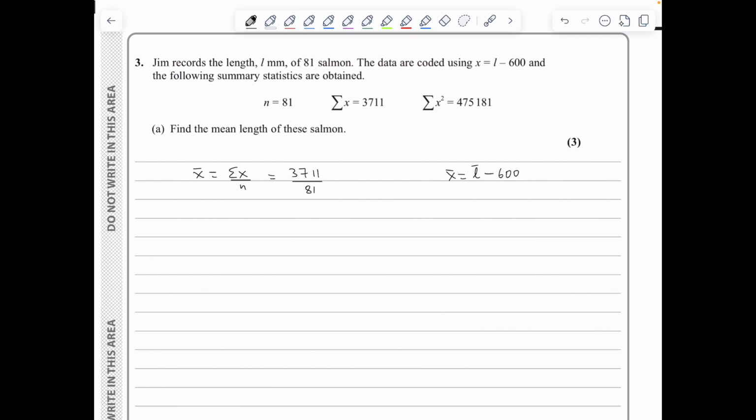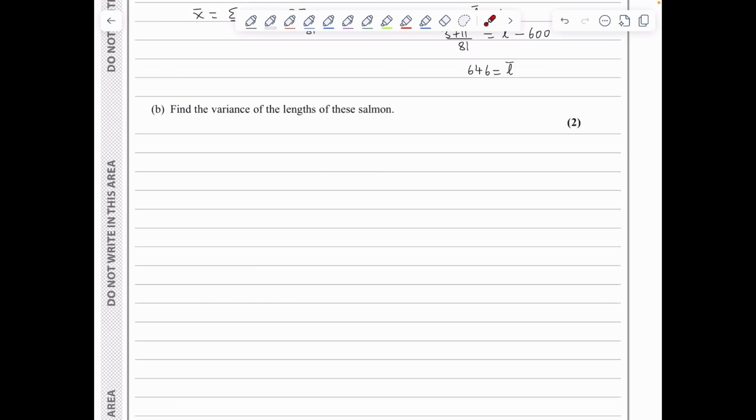I will replace x bar with 3,711 over 81, which is equal to L bar minus 600. And solving for L bar, we find that this is equal to 646. We are then asked to find the variance of the lengths of this salmon.